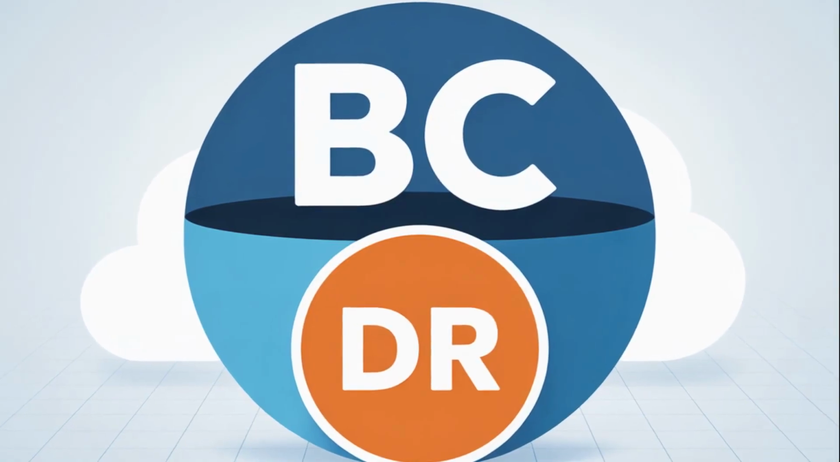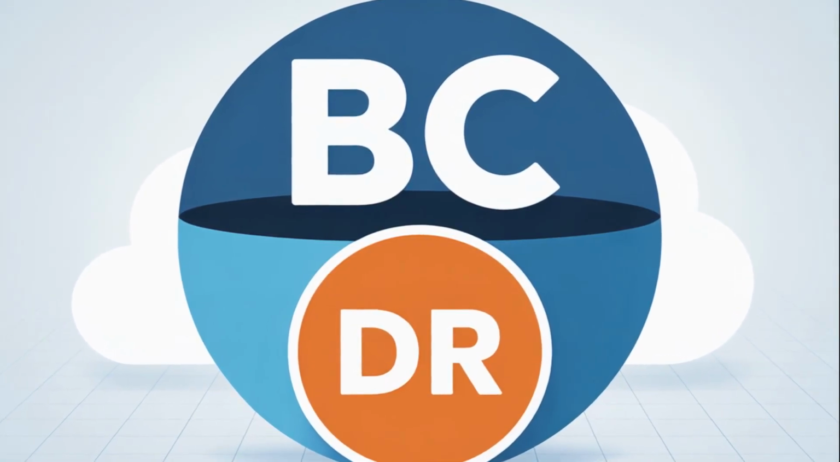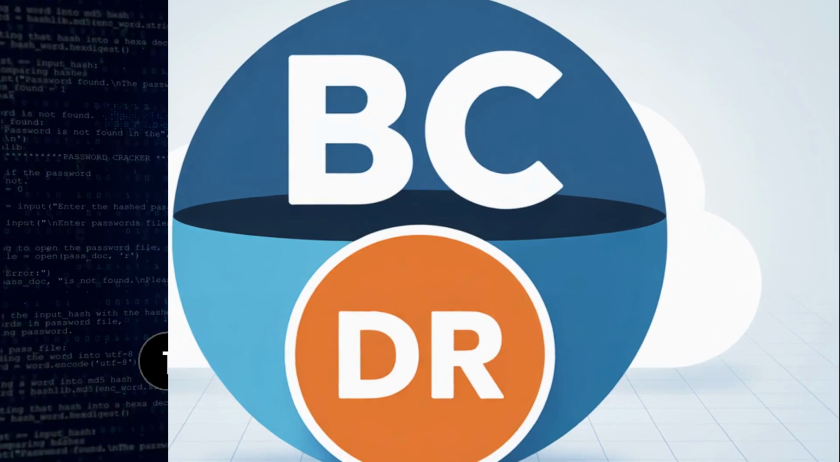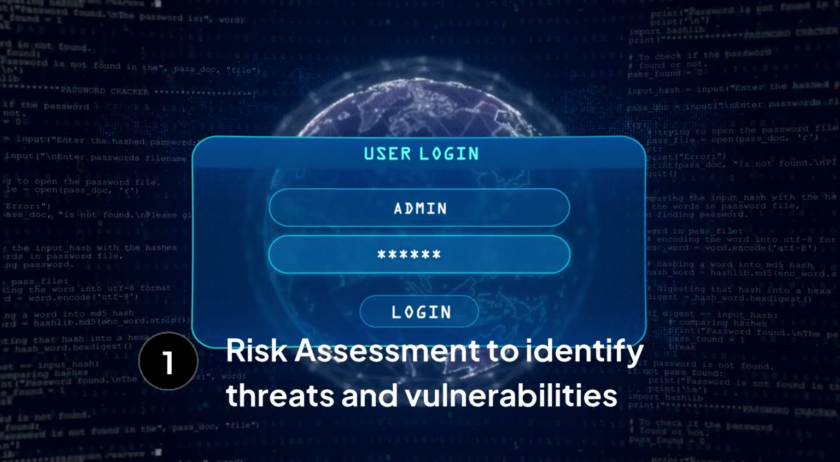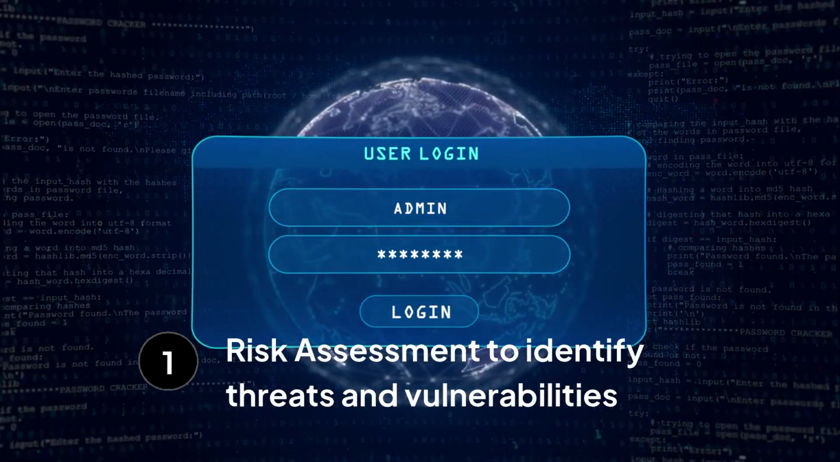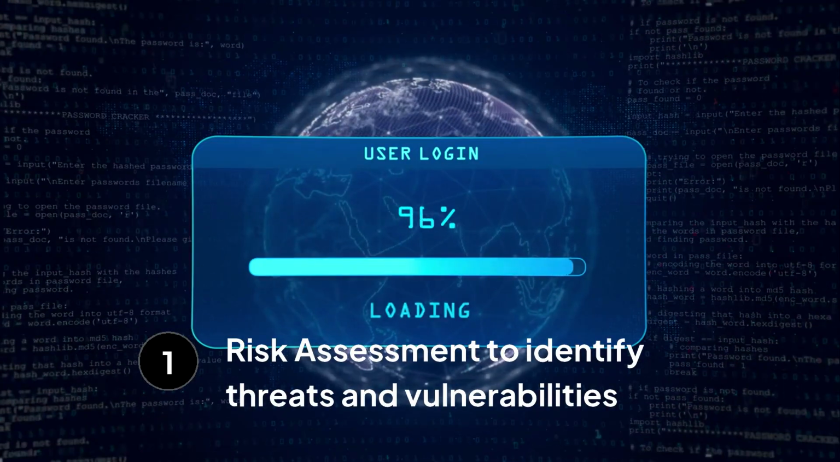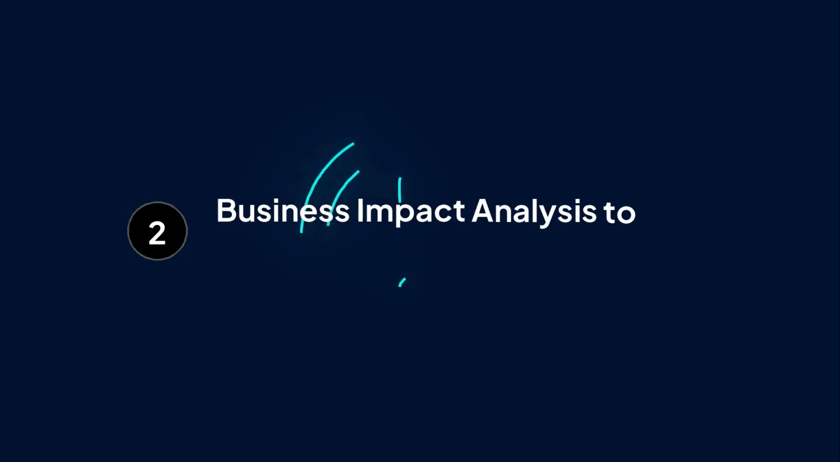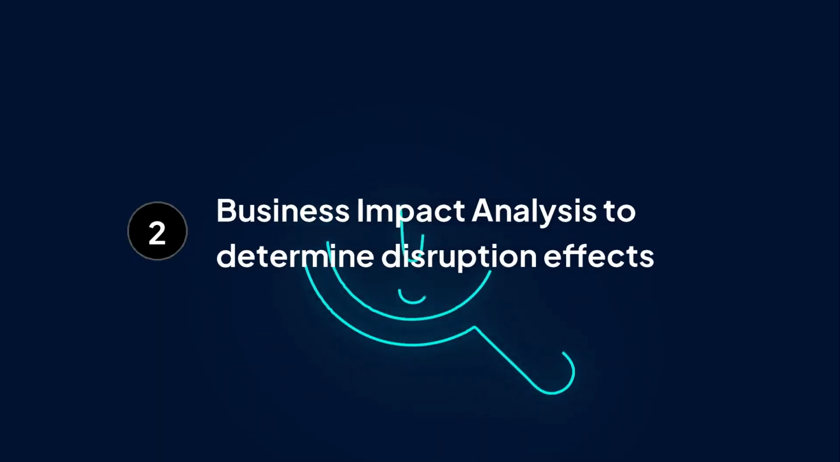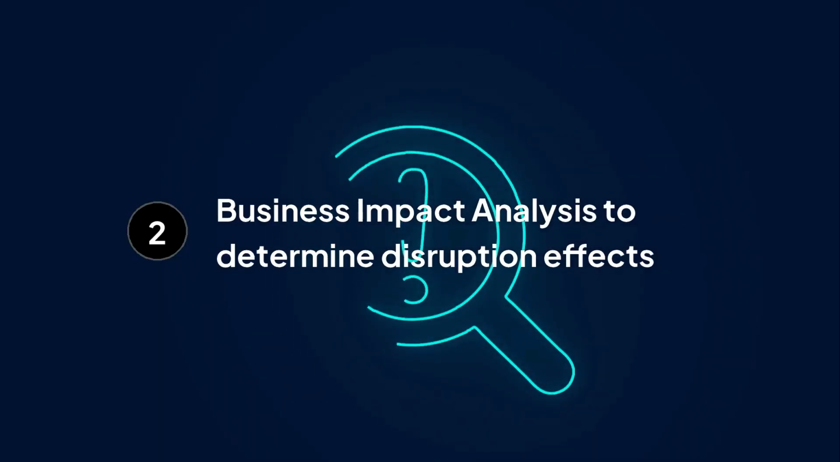A robust DR plan follows a methodical 5-step process. 1. Risk assessment. Identify potential threats and vulnerabilities that could disrupt IT systems and business operations. 2. Business impact analysis, BIA. Determine the impact of a disruption on critical business functions, including financial losses, reputational damage, and compliance violations.